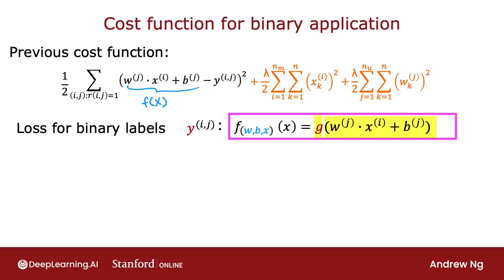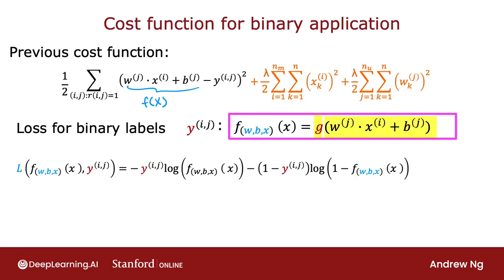And similar to when we had derived logistic regression, we had written out the following loss function for a single example, which was that the loss, if the algorithm predicts f of x and the true label was y, the loss was this. It was negative y log f minus 1 minus y log 1 minus f. This is also sometimes called the binary cross-entropy cost function, but this is the standard cost function that we had used for logistic regression, as well as for the binary classification problems when we were training neural networks.